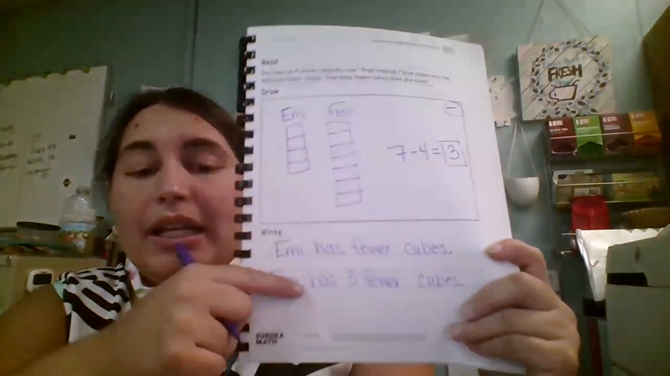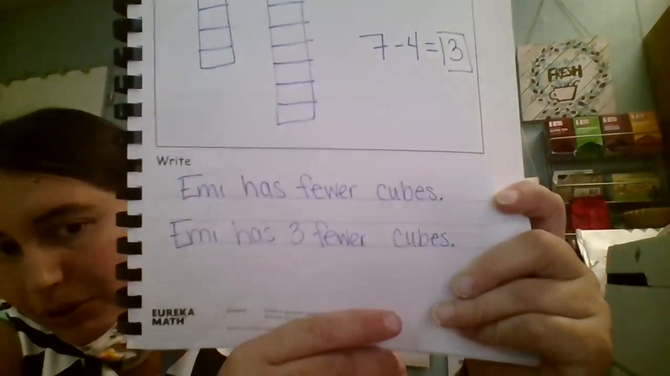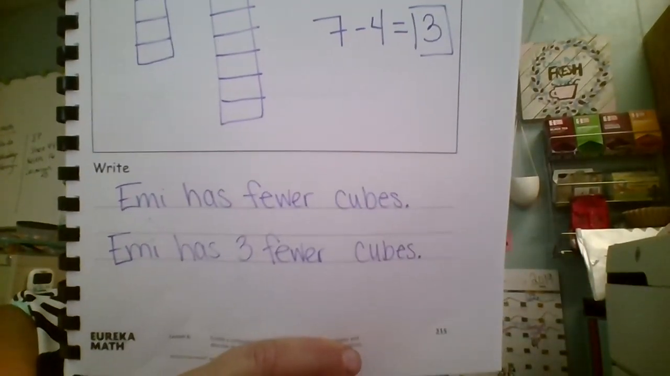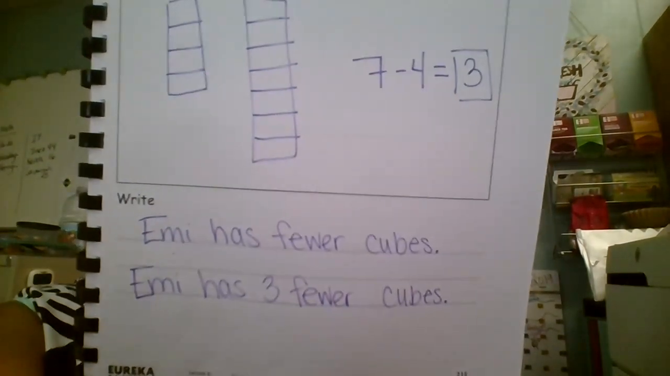Now, it doesn't tell me how many cubes Emmy has. We're saying how many fewer cubes Emmy has. And Emmy has 3 fewer cubes. So I'm going to go ahead and write that. Emmy has 3 fewer cubes. Because she doesn't have 3. It's important we distinguish the difference between having and has fewer. Emmy has 3 fewer cubes. I'm going to hold this up here for a second in case you need to pause, or you just need another second to go ahead and finish.